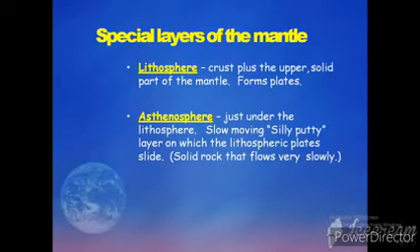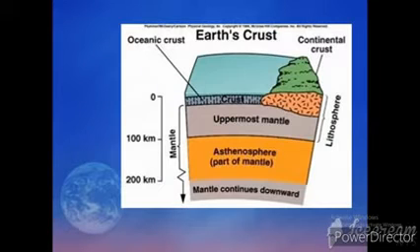Now, what are these particular layers of the mantle? First of all, it is the lithosphere, that is crust plus the upper solid part of the mantle. It basically forms the plates. And secondly, the asthenosphere. It rests under the lithosphere. This is a slowly moving layer on which the lithospheric plates slide. Now, this is a cross-sectional diagram as I have explained in my previous slides.